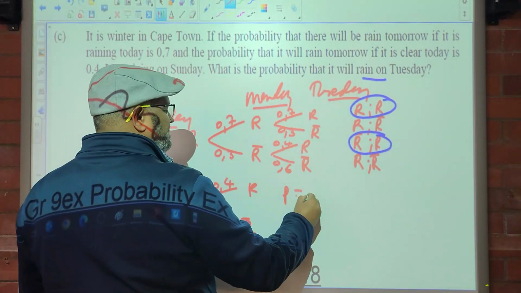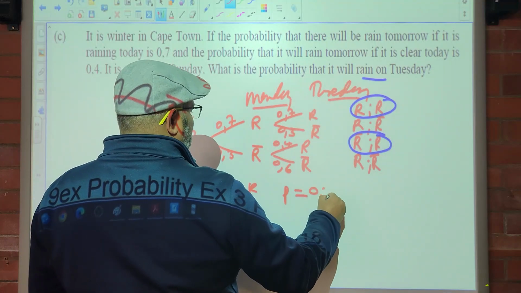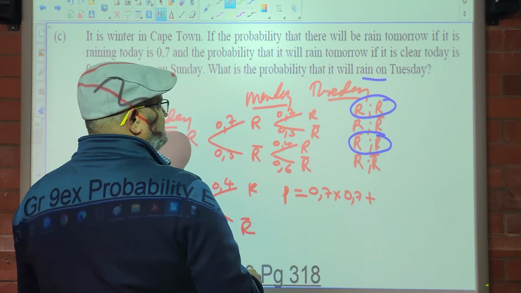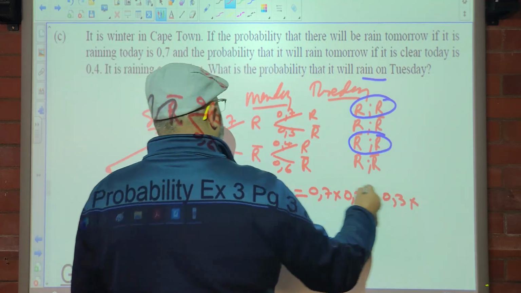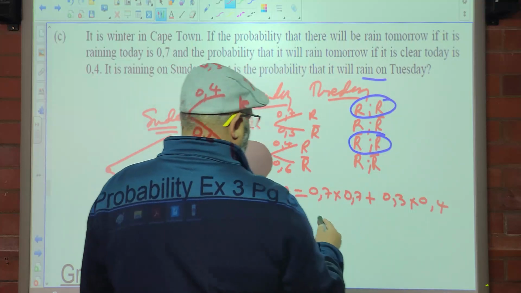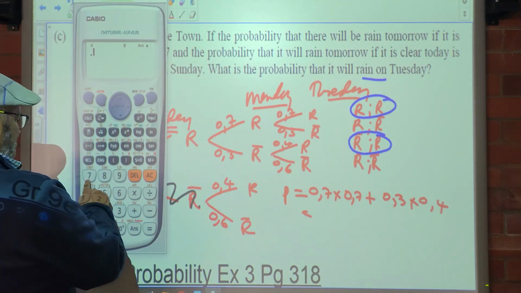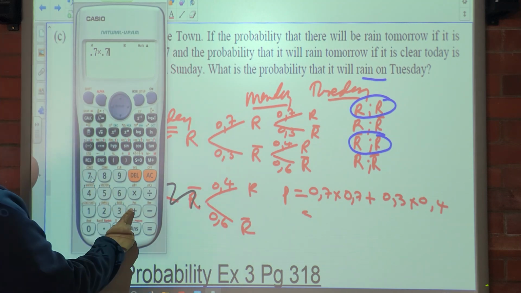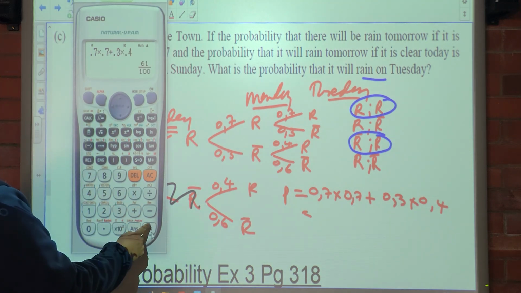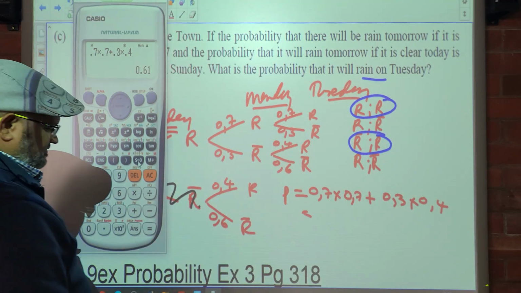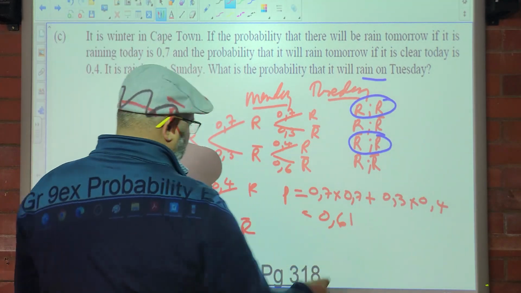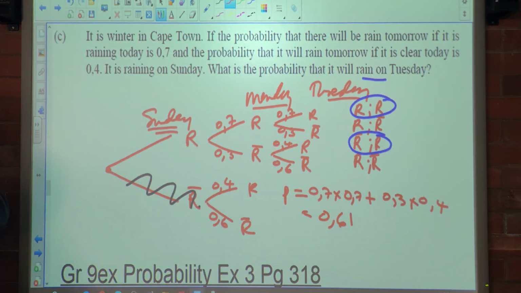So the probability will simply be rain, rain, 0.7 times 0.7 plus no rain, which is 0.3 times 0.4. What's the answer there? 0.3 times 0.4. 0.61. It's the same answer. Okay. There was a similar question to this two years ago, matric final paper. Same idea was tested. Okay.